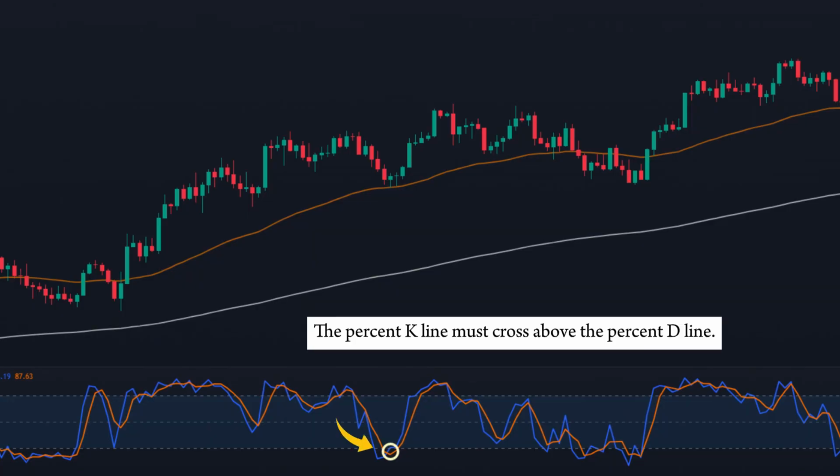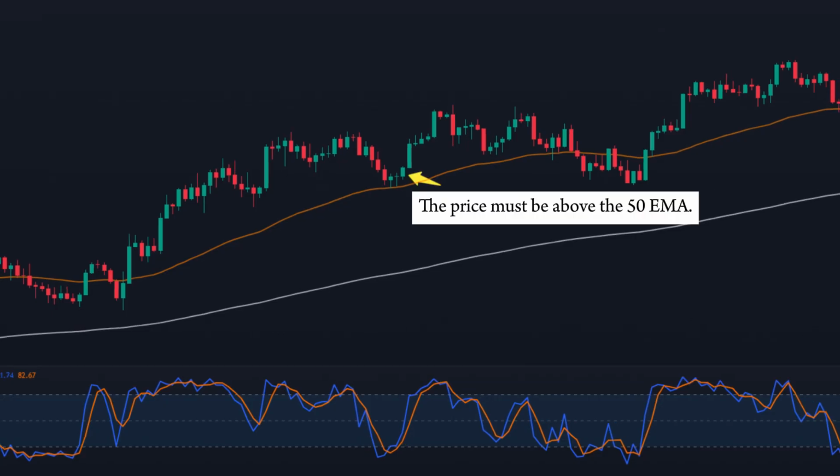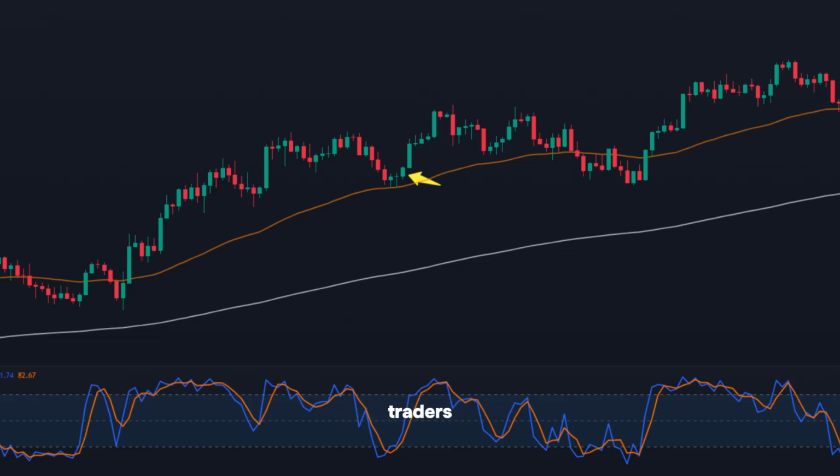1. The %K line must cross above the %D line. 2. The stochastic lines should be above the 20 line. 3. The price must be above the 50 EMA. After these bullish confirmations, traders can consider opening a long position.